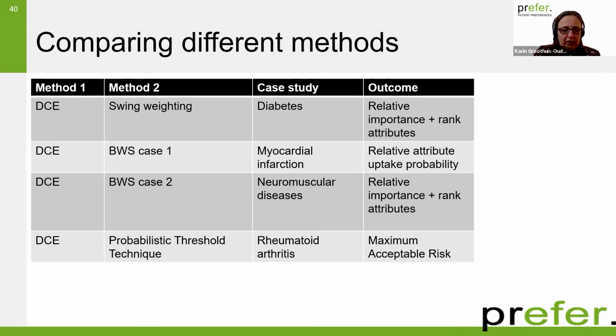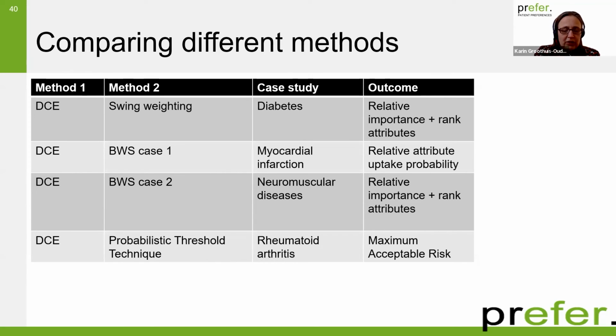And the second study that we chose was the case study on myocardial infarction, where both a DCE and a best worst scaling case 1 was used. The third one was the NMD study that was on neuromuscular diseases with a comparison between a DCE and best worst scaling case 2. And the final comparison was based on the RA case study on the rheumatoid arthritis with both the DCE and the probabilistic threshold technique.